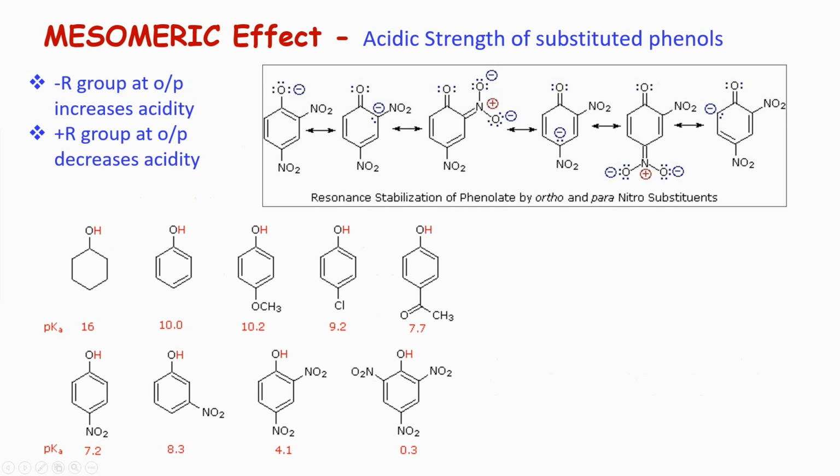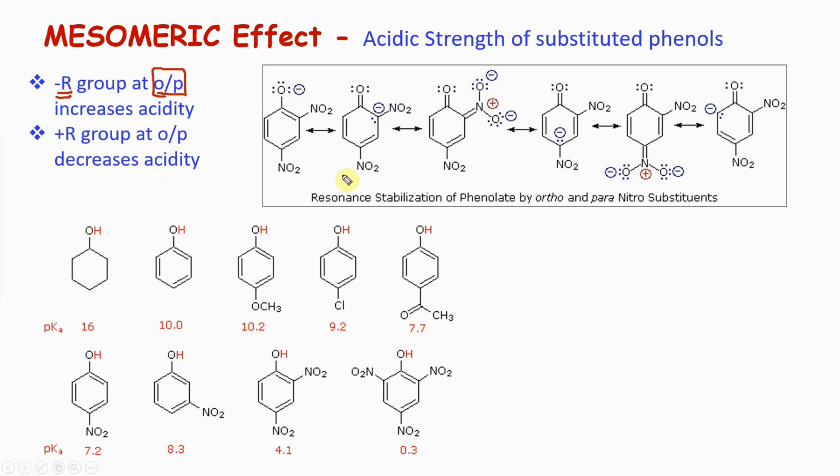Okay, here is a summary of what you want to remember. Basically, a minus R group at ortho and para increases acidity. So you need electron withdrawing groups. We saw acidity is proportional to minus R. That works only if it is at ortho and para; meta skips. That also we saw. I'm pulling them together. Opposite, if there is plus R, it decreases acidity.